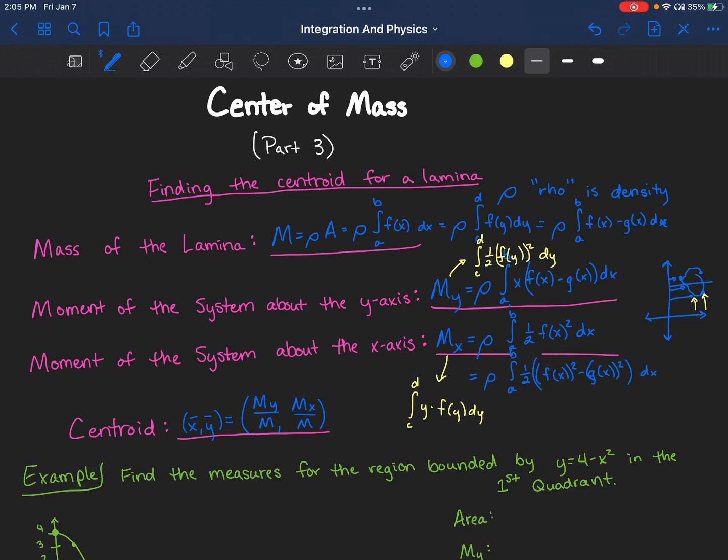Now, based off of this, if I do have rho, notice I have it in my formulas there for m sub x, the moment of the system about the x-axis. I also have it in the formula for m sub y, the moment of the system about the y-axis, and it's also in the mass of the lamina formula. Well, if you do m sub y divided by m, those rhos are going to cancel out. If you do m sub x divided by m, those rhos are going to cancel out. So in reality, the density of the lamina doesn't really matter when finding the center of mass or the centroid.